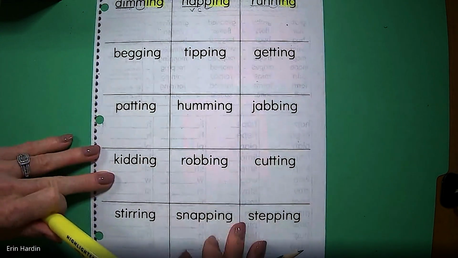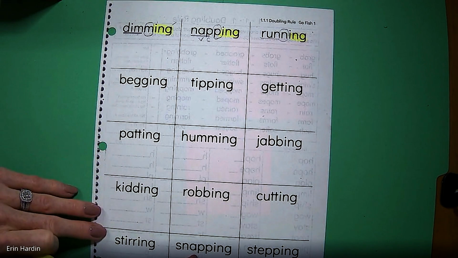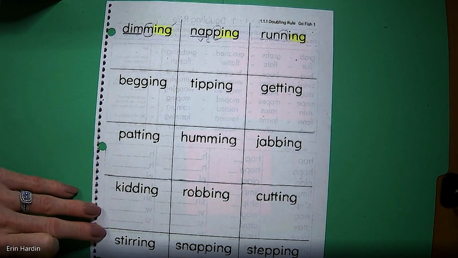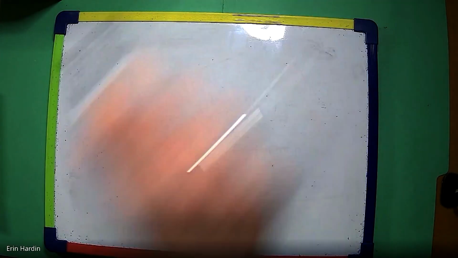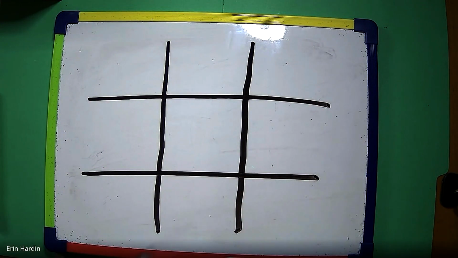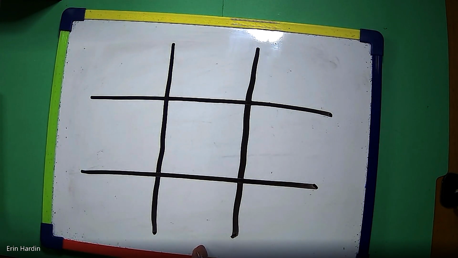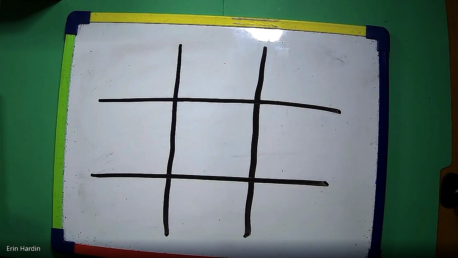So after you're done marking the rest of your page, you can cut these out and you can play Go Fish with these words. Another activity that you can do with those same words is you can play Tic-Tac-Toe, and you can do some spelling practice. So as a whole group or a small group, the teacher would dictate the words, the students would pair up. One student is X, one student is O, and you play tic-tac-toe.